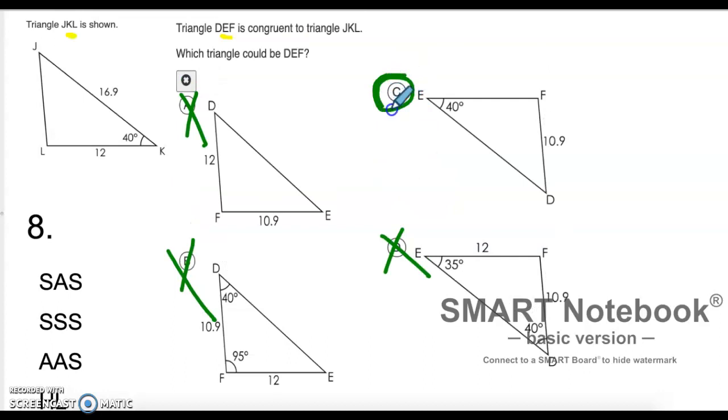Which means that our answer here is C. Because when you have congruent triangles, corresponding angles are congruent. Since K was 40 degrees, we knew angle E also had to be 40 degrees.